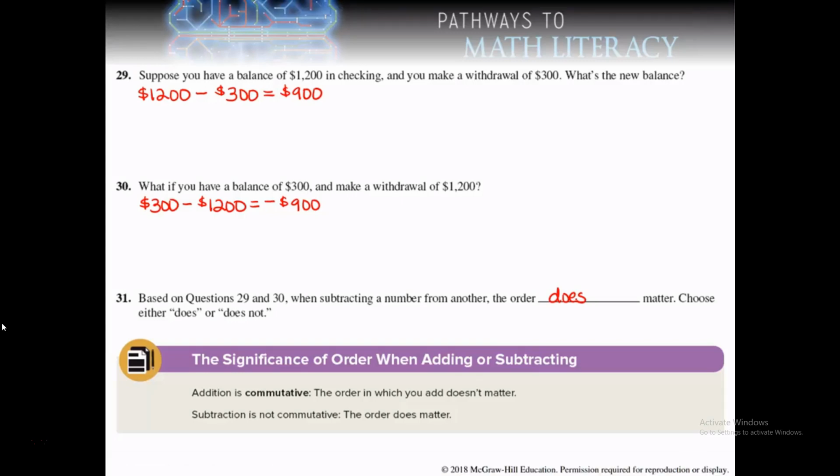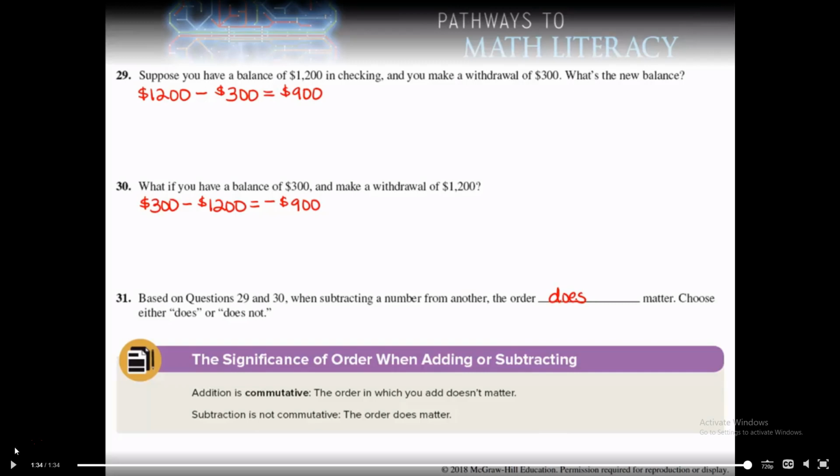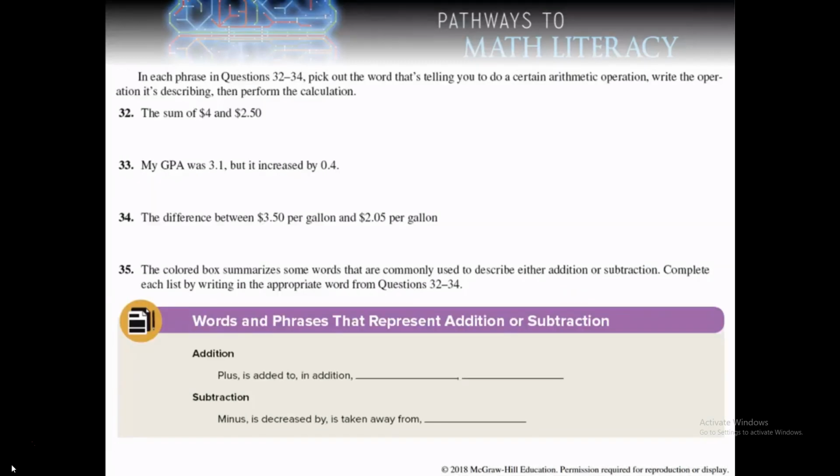So in 32 through 34, we're supposed to figure out which word tells us which arithmetic operation to use and then do it. So in 32, the sum of $4 and $2.50. Well, the word sum tells us to add. And so we'll go ahead and take $4 and add $2.50 for a total of $6.50. In 33, my GPA was 3.1, but it increased by 0.4. Increased by also tells us to add. And so we'll take 3.1 and add 0.4 to get a new GPA of 3.5.